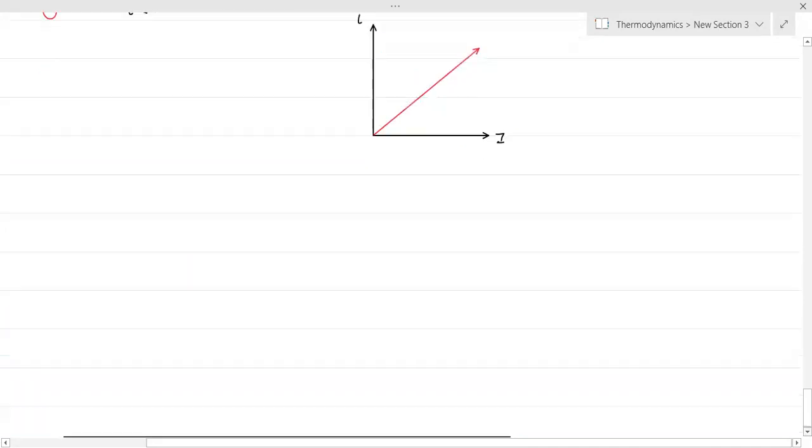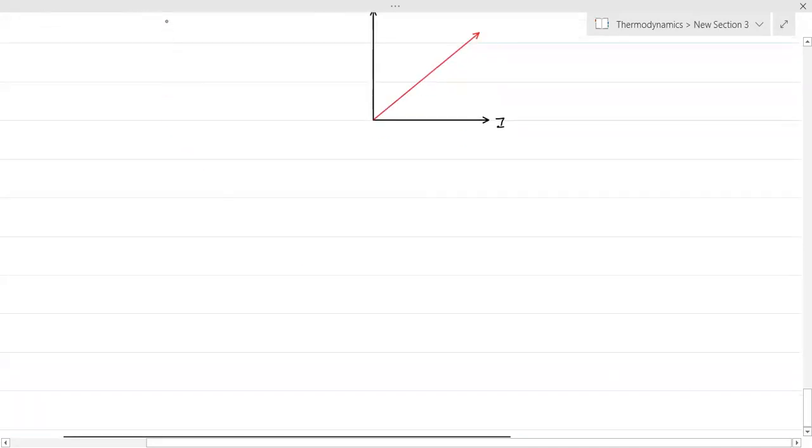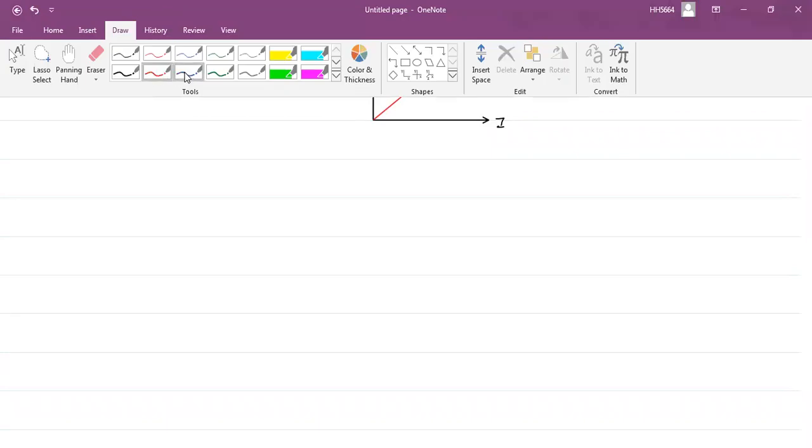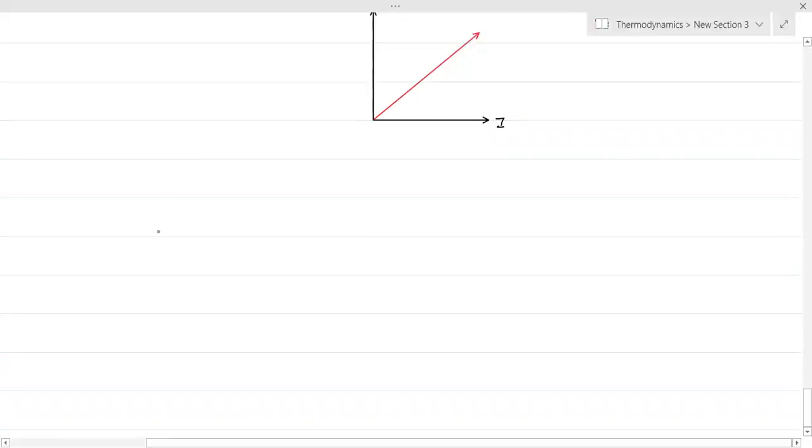After that, we think of the relation between photocurrent and voltage. Here I'm plotting a graph.